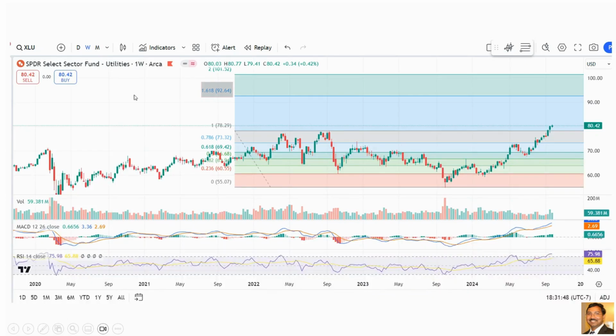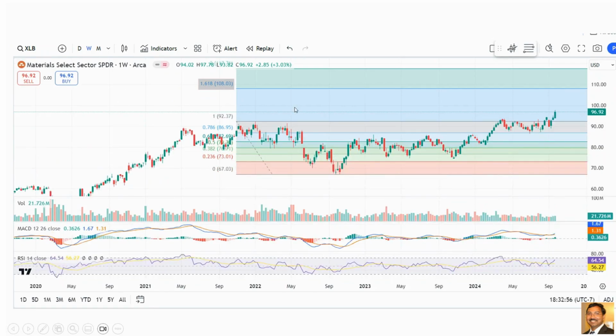If you look at XLU, the utility sector ETF, it broke out of this cup pattern and retested it. Whenever it does that, the pattern says it reaches the 1.618 Fibonacci level, like 92.64, which is the target. Volumes are good, MACD is going up, and RS is going up. So the chart looks really bullish to me, and the sector rotation is going to take place. I'm thinking it can go up to the 92.64 level.